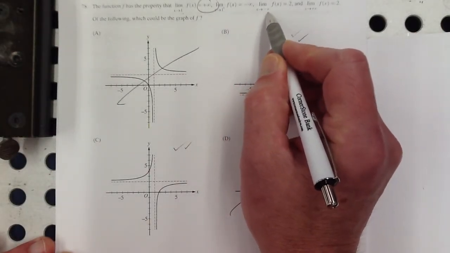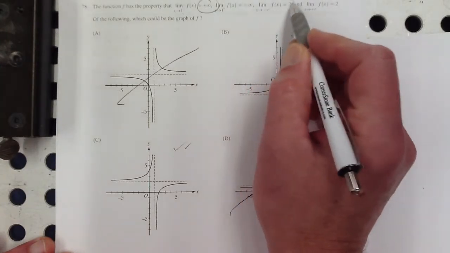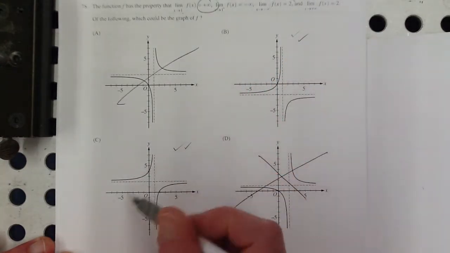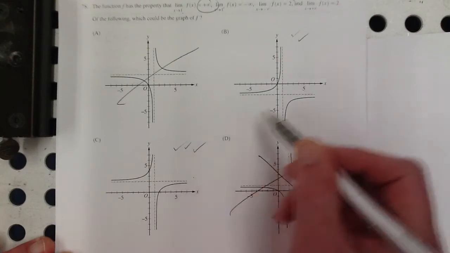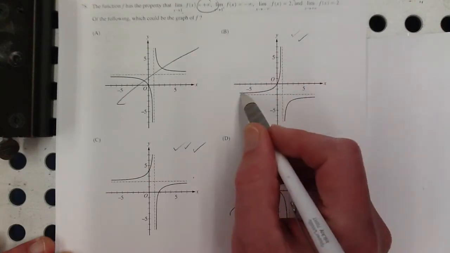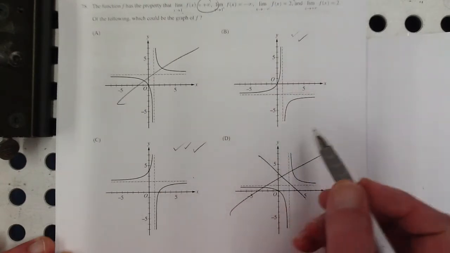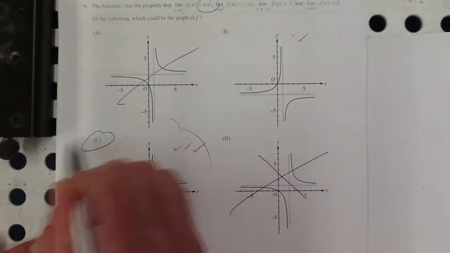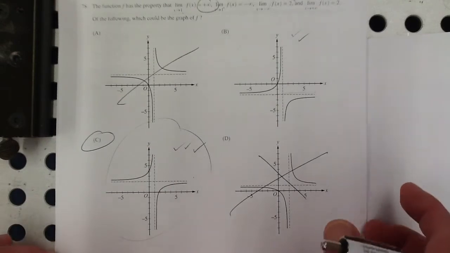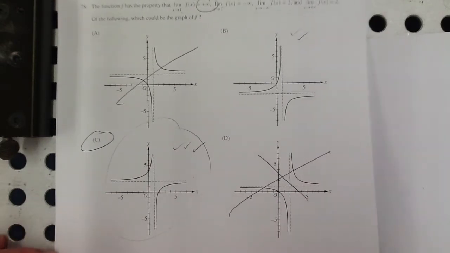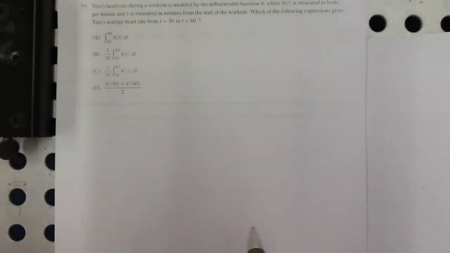As x approaches negative infinity, it's got a horizontal asymptote at 2. That looks good here, but not here. This is horizontal asymptote at negative 2. So that's this. Just understanding the language of limits there, I guess you could say. Way back to chapter 2 there.